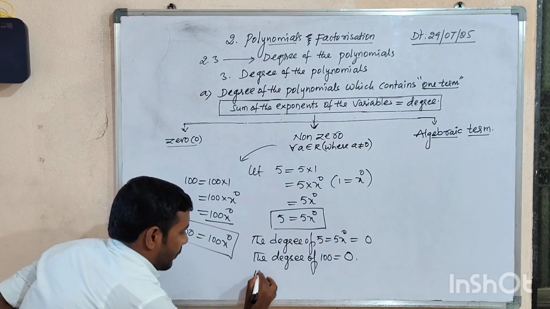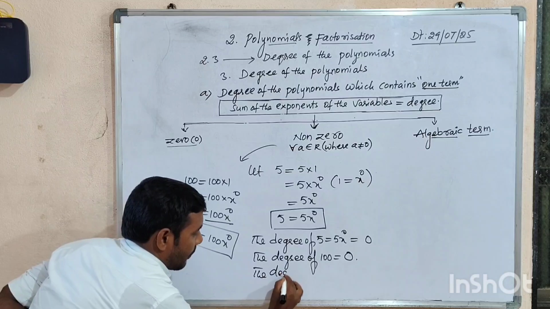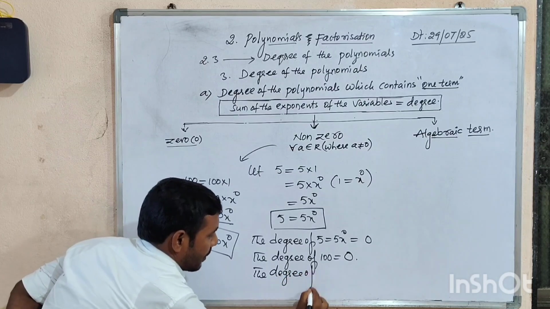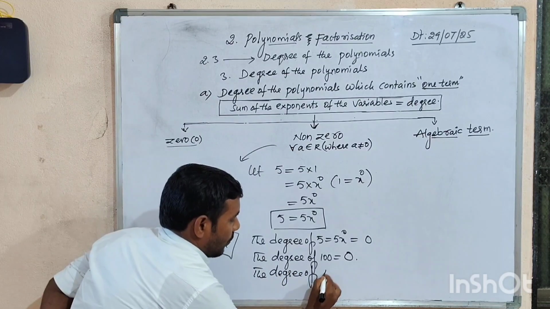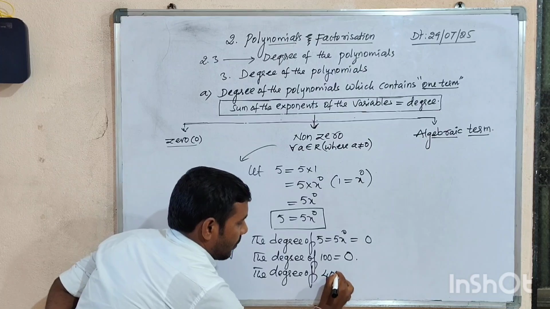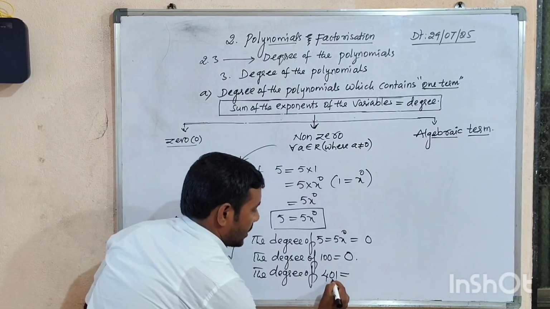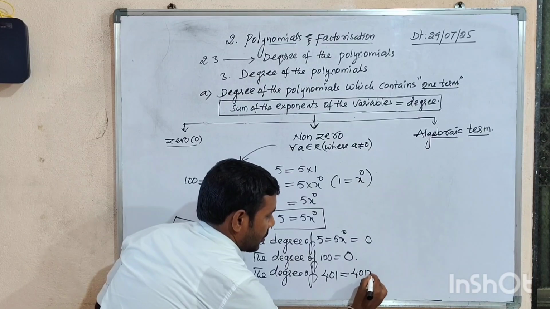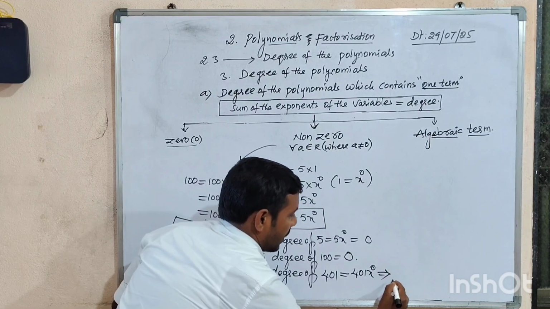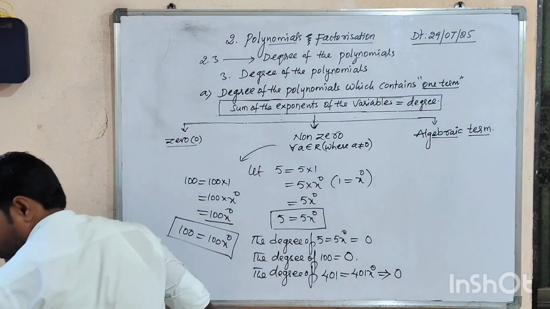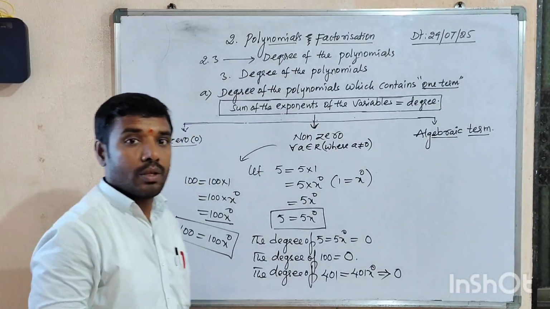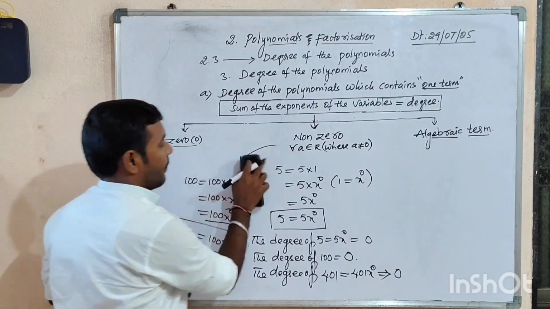One more question. The degree of 401. Very easy. This can be written as 401x to the power of 0. So its degree is 0. Okay, students. Right. Next.